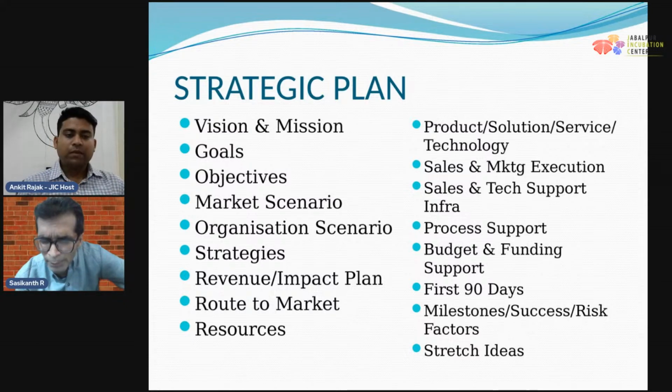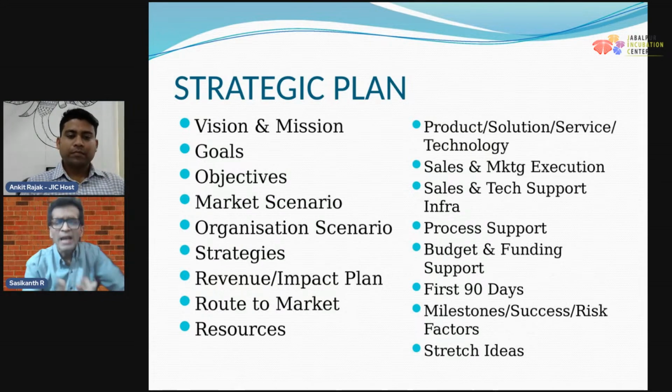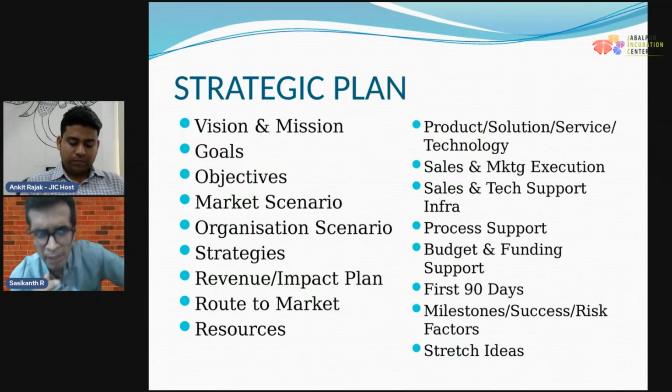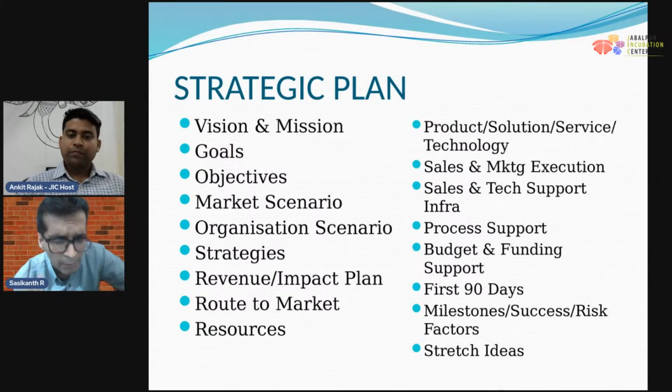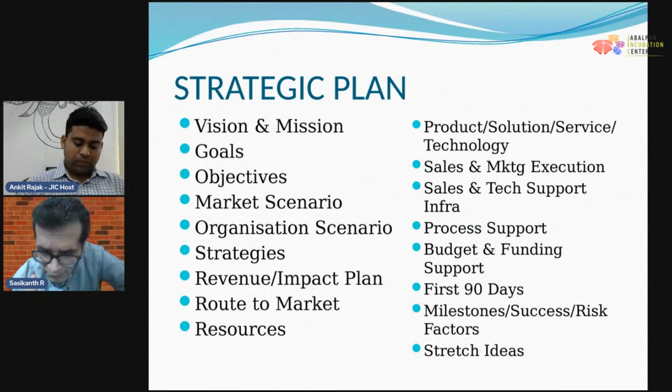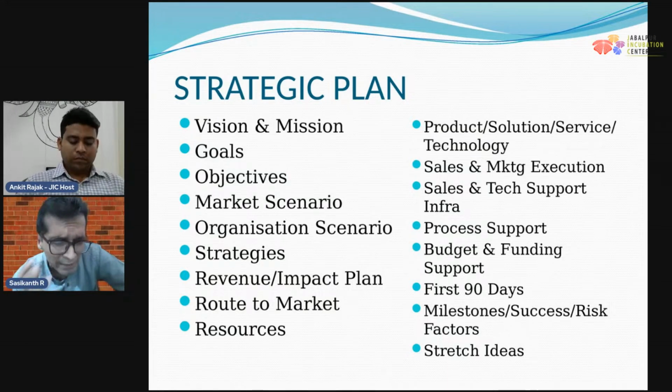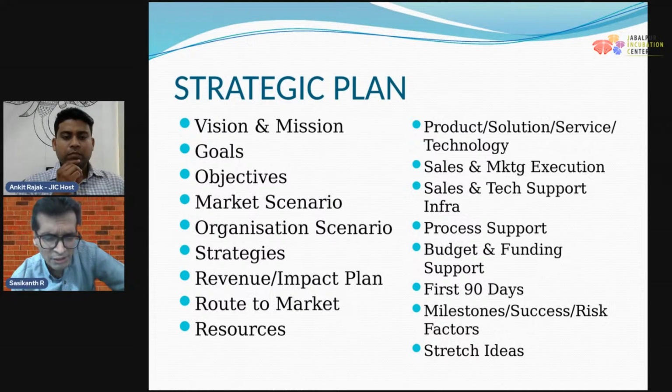Now, when I say impact, typically when you are a social organization or an NGO, you may not have revenues, right? So you will then look at the impact plan. For example, if you are driving a cause for aged people, or for hapless women, or for underprivileged or orphaned children, then how many children are you going to impact in the first year? How are you going to impact? What will be the spread over the next 1, 2, 3 years?